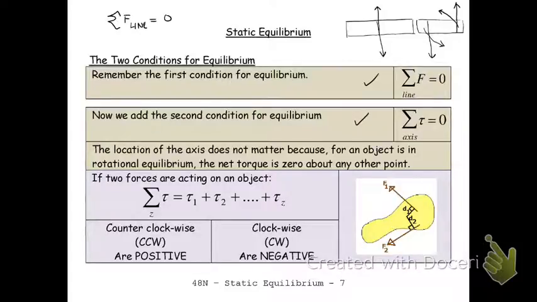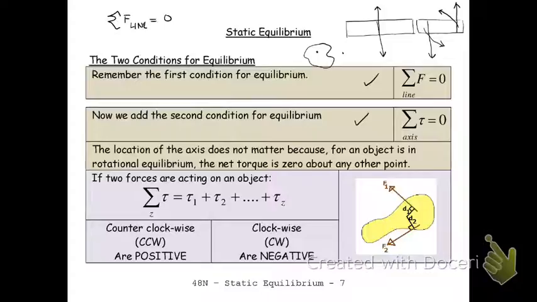The location of the axis does not matter in terms of equilibrium, because if an object is in rotational equilibrium about one axis, it's in rotational equilibrium about all axes. But mathematically, it matters a lot, because just because it's in equilibrium doesn't mean it's easy to work out. If this object is in rotational equilibrium about that axis, then about a parallel axis it's going to be in rotational equilibrium too. But which one you pick to work out your problem matters a lot.